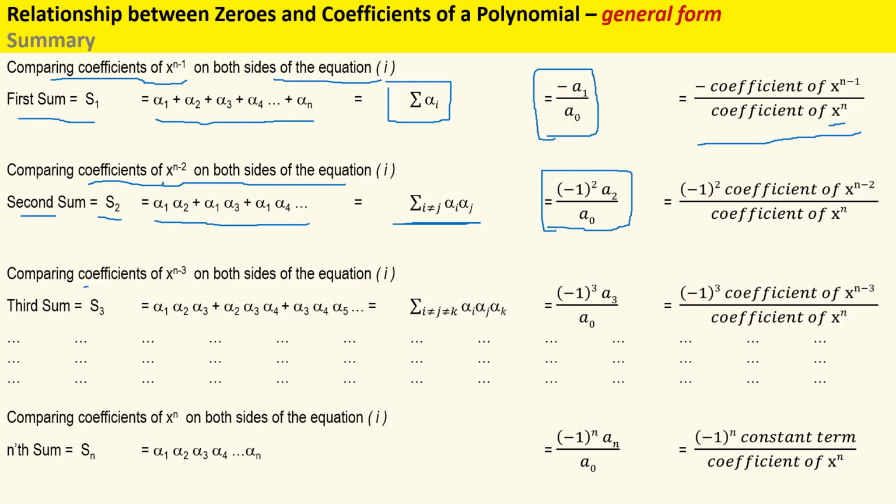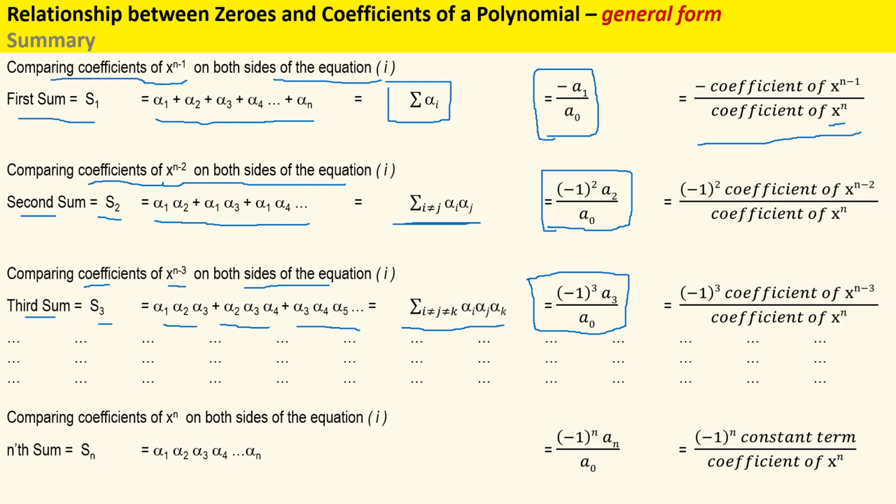Next, let's compare the coefficients of x raised to power n minus 3 on both sides of the equation 1, and this will give us the third sum S3, which is alpha 1 alpha 2 alpha 3 plus alpha 2 alpha 3 alpha 4 plus alpha 3 alpha 4 alpha 5, and so on. And the simple form of this sum is sigma i not equal to j not equal to k alpha i alpha j alpha k, and this sum will be equal to minus 1 raised to power 3 a3 divided by a0. And similarly we can find the fourth sum, fifth sum, and so on.